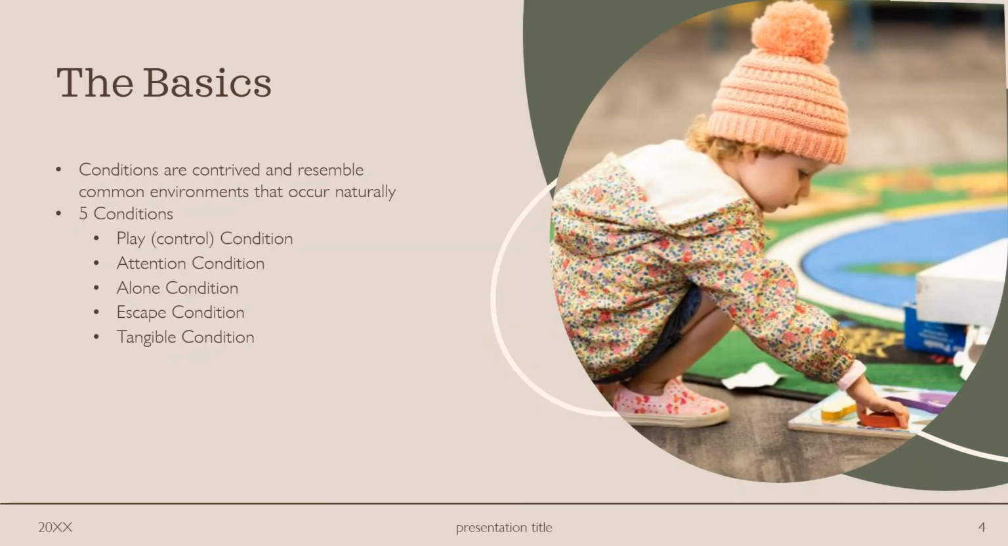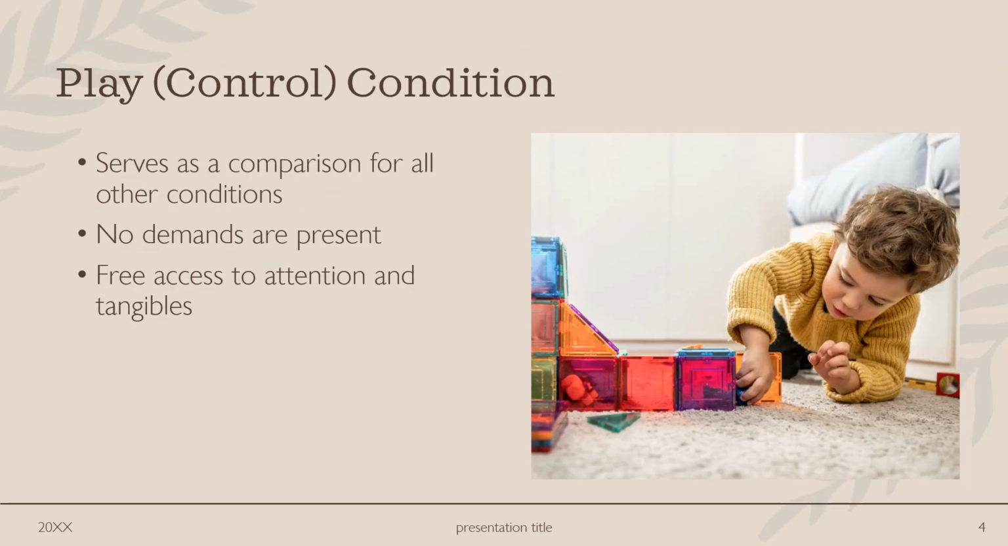So just some basics of the functional analysis. There are 5 conditions which are contrived to resemble common environments that occur naturally. So these conditions are play, which is the control condition, attention, alone, escape, and tangible. The play condition is also the control condition, so this serves as a comparison for all other conditions. This is where no demands are presented and the individual has free access to attention and tangibles.